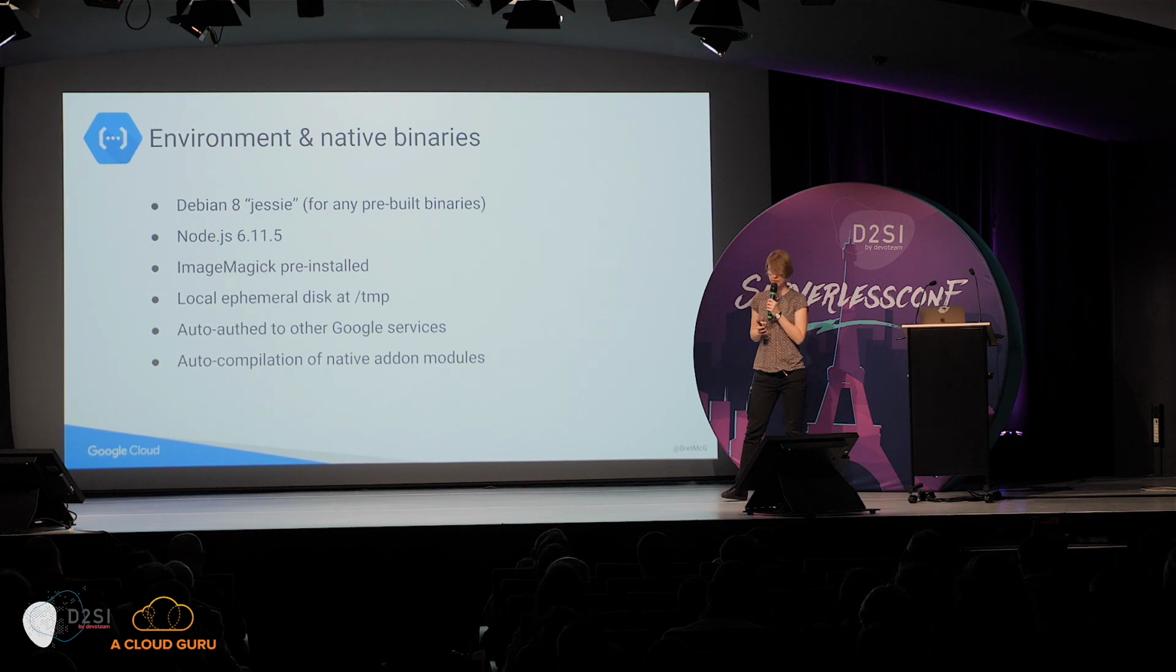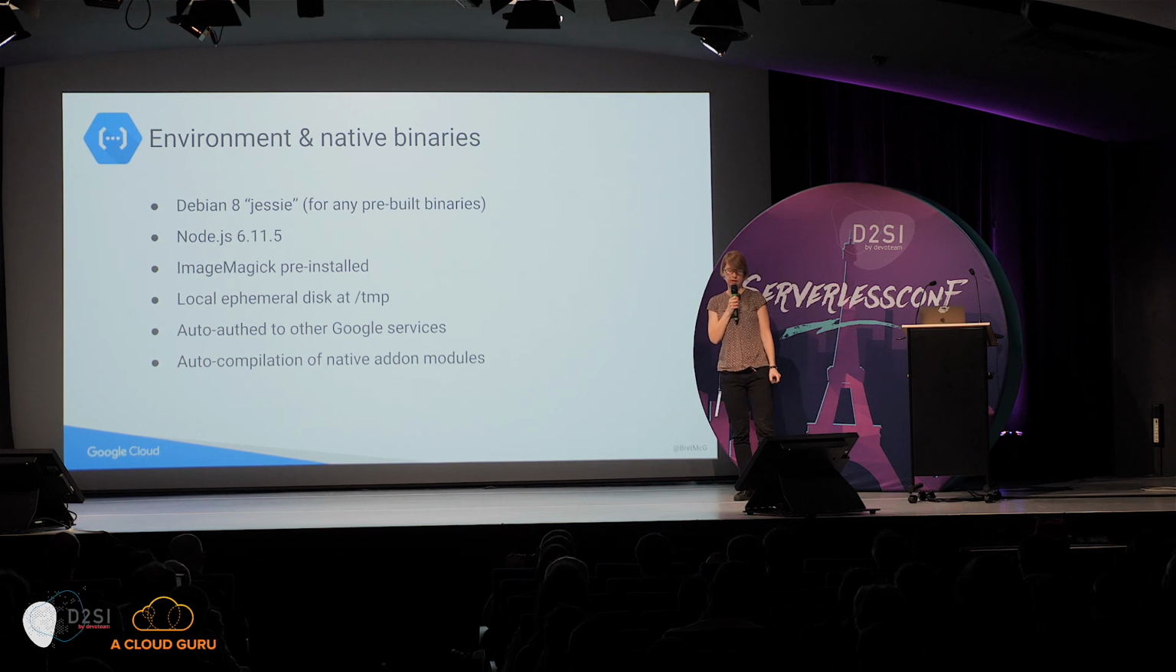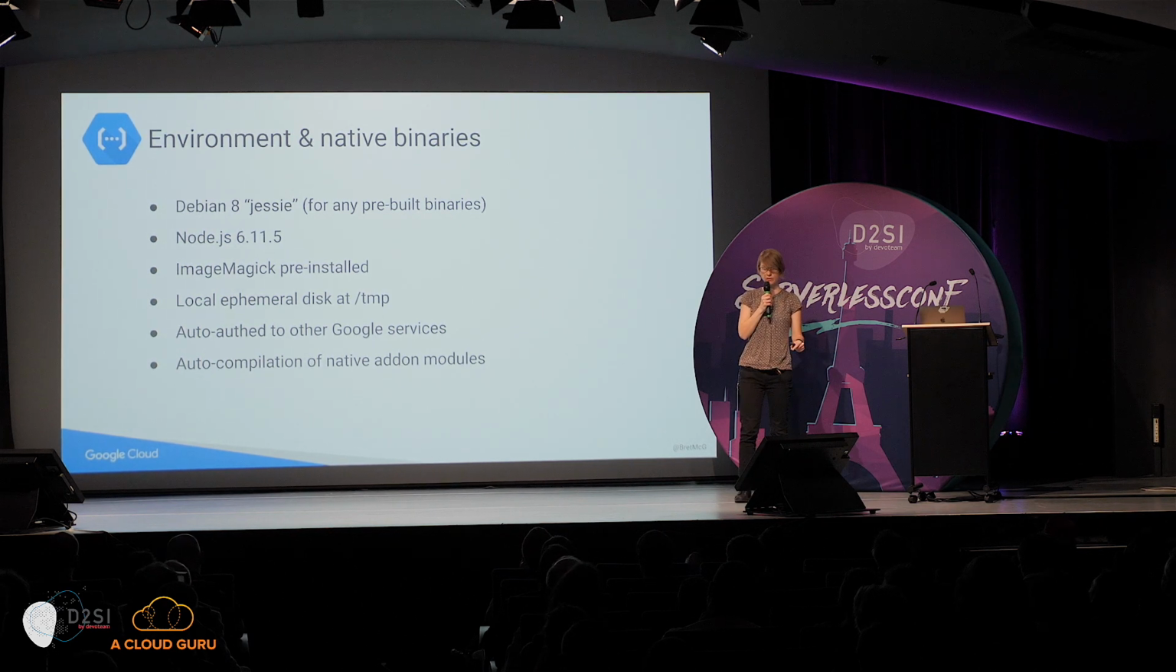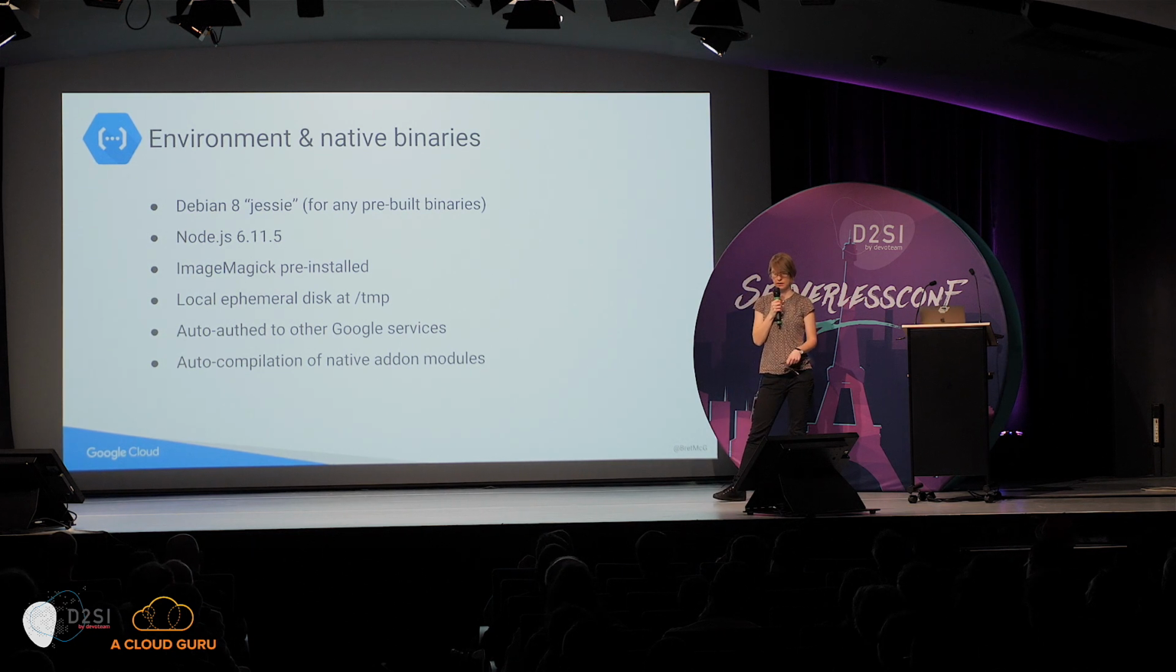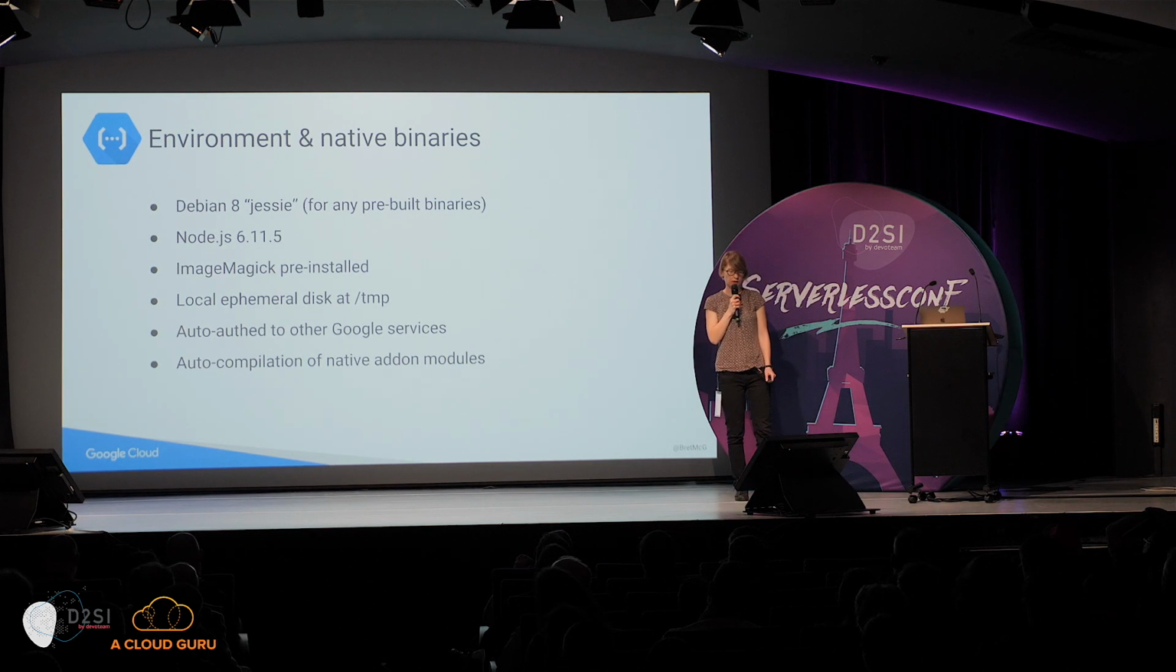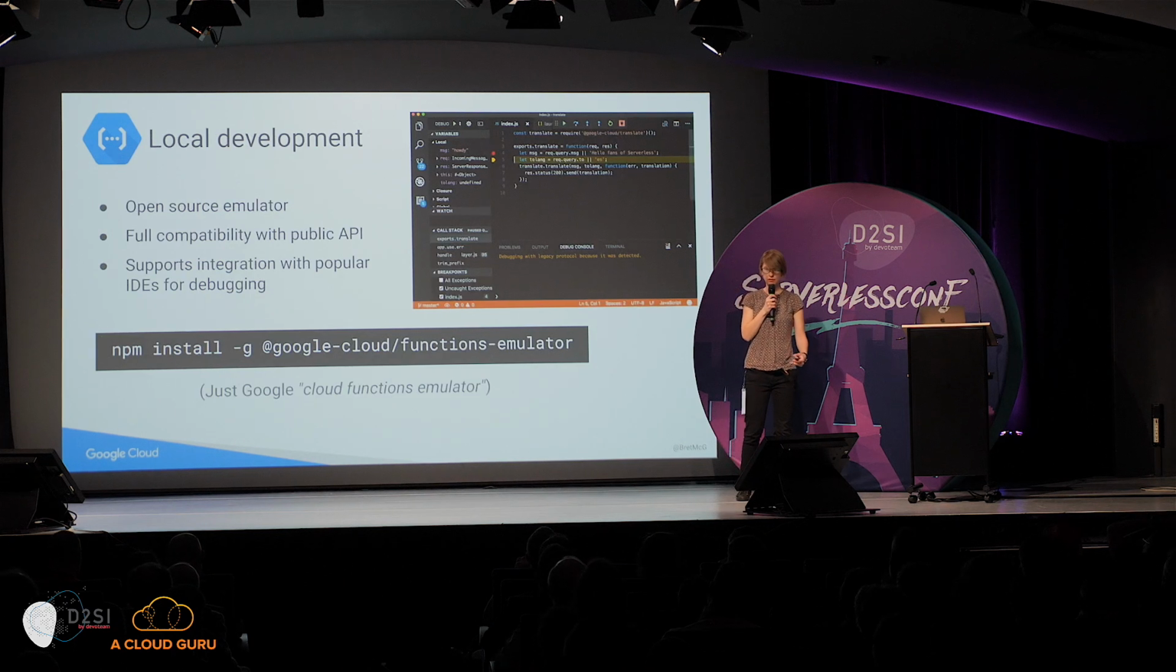A few words about the execution environment. At the moment, we support Node.js version 6 on the Debian 8 image. We also have some libraries pre-installed, like ImageMagick. From a function, you can access an ephemeral disk. And what's cool, you're auto-authorized to other cloud products, so we can use cloud APIs straight away. It's very easy. The other thing is that we support local development. There's an open source emulator that allows you, for example, to debug your function.